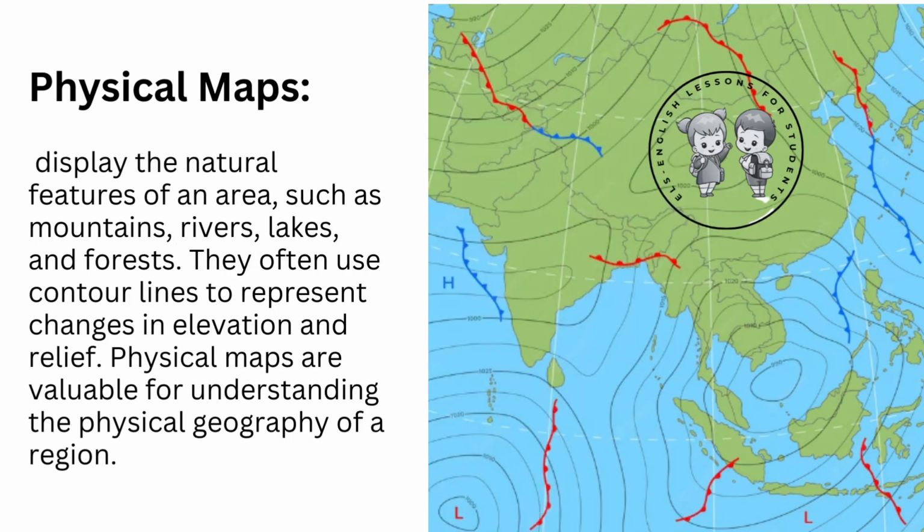Physical maps display the natural features of an area, such as mountains, rivers, lakes, and forests. They often use contour lines to represent changes in elevation and relief. Physical maps are valuable for understanding the physical geography of a region.